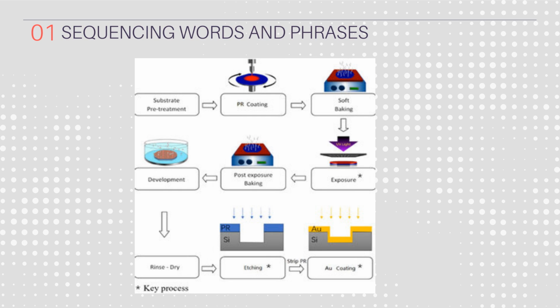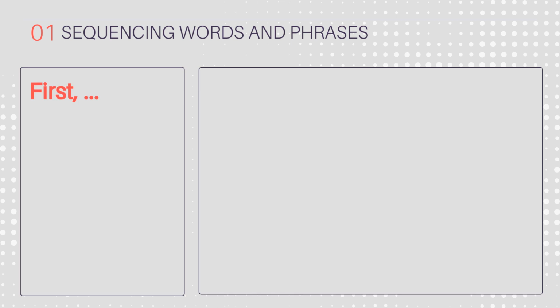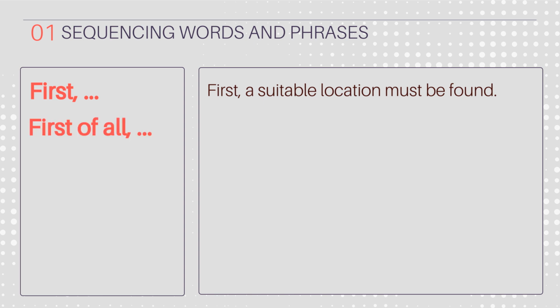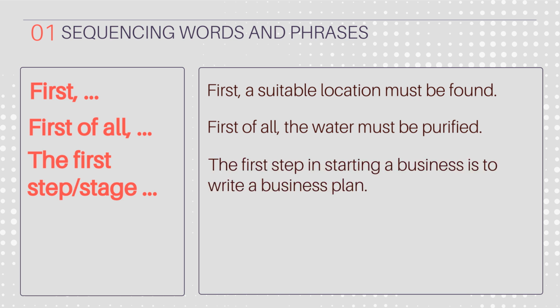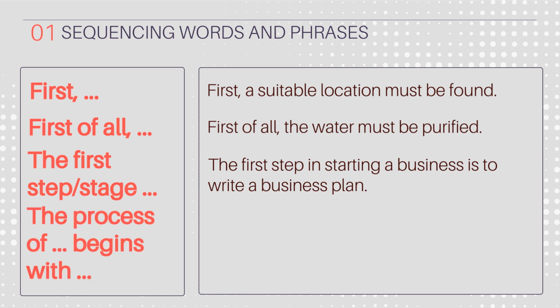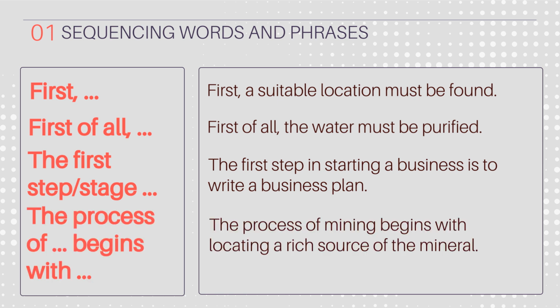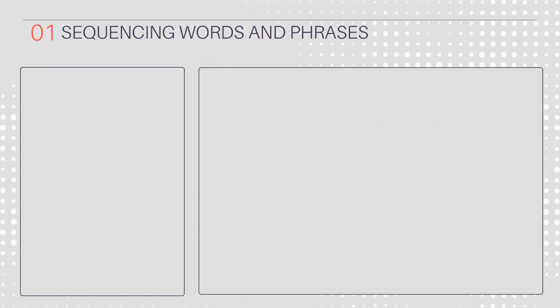The following words and phrases could be used. First, for example, first, a suitable location must be found. First of all, an example. First of all, the water must be purified. The first step, the first stage. Here is an example. The first step in starting a business is to write a business plan. The process of begins with. For instance, the process of mining begins with locating a rich source of the mineral.